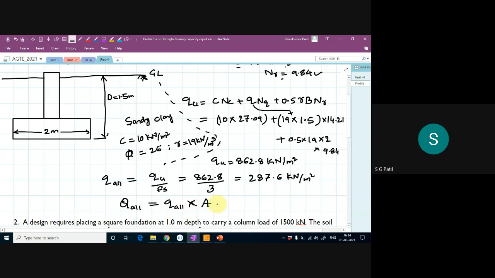So this is nothing but 287.6 into the width of foundation, which is 2 meter. And the length is infinite, so the wall length will be very high. So for per meter run I will calculate, which means I will multiply by 1 here. This will give me kilonewton per meter run. So tell me how much you are getting.